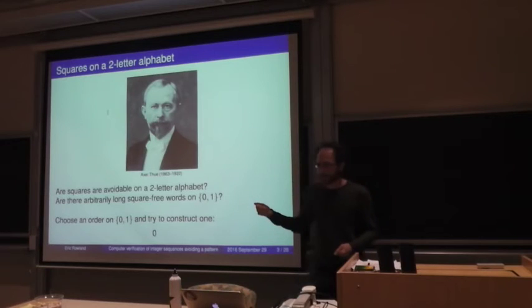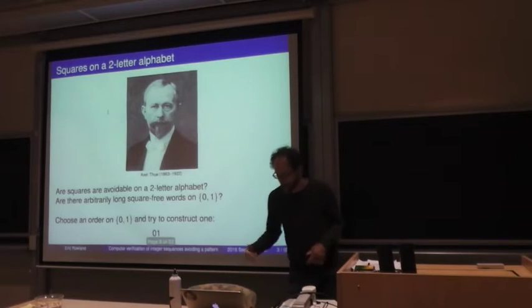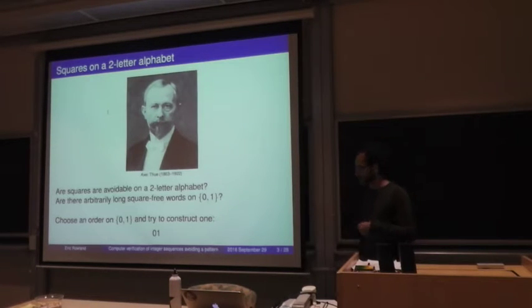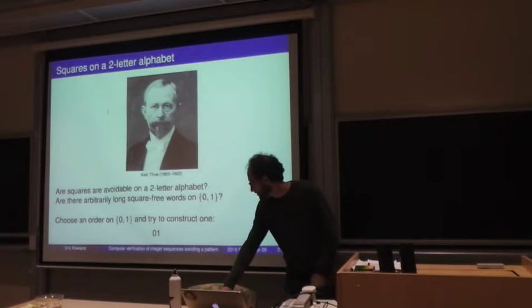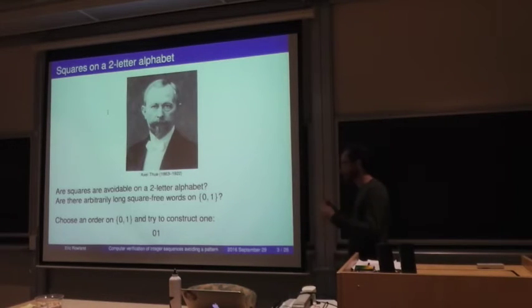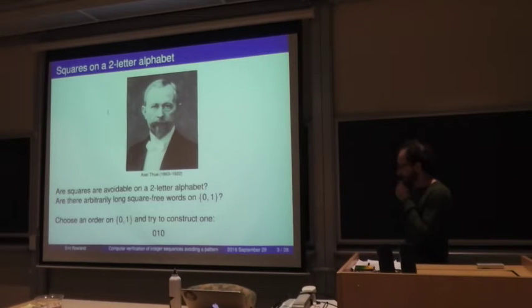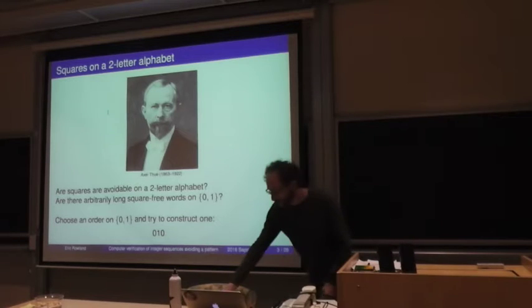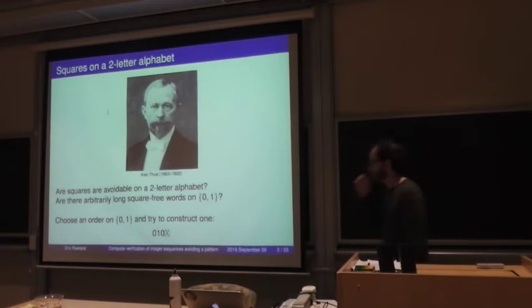We can't write a 0 next, right? So we have to write a 1, right? Because 0, 0 would be a square. What happens next? We can't write a 1 because 1, 1 would be a square, so we have to write a 0. And then what? We can't write a 0 because 0, 0 is a square, but we also can't write a 1 because 0, 1, 0, 1 is a square. So the answer to this question is no. A word of length 3 is as long as you can get on a binary alphabet.